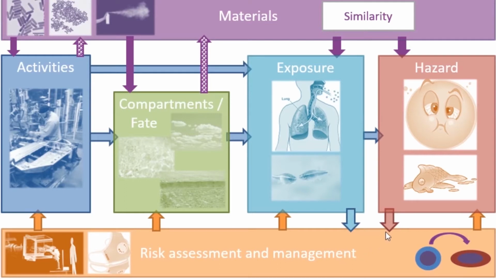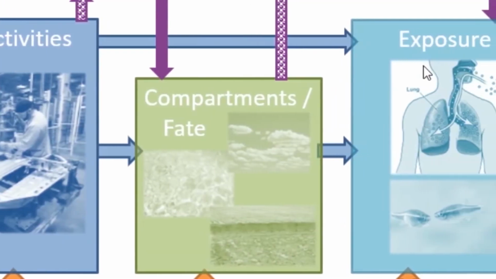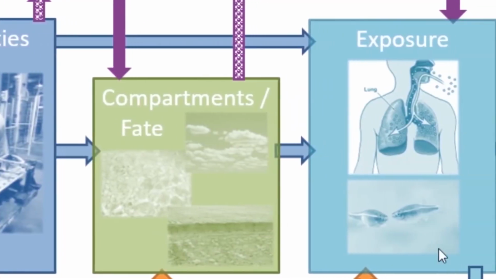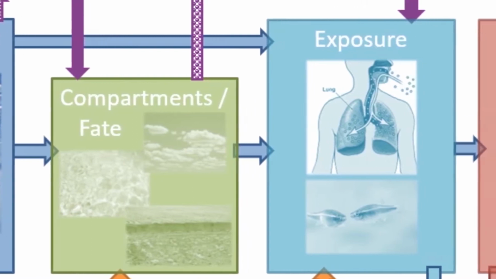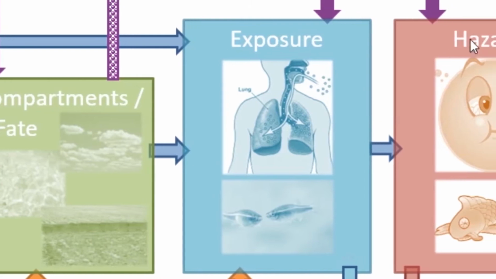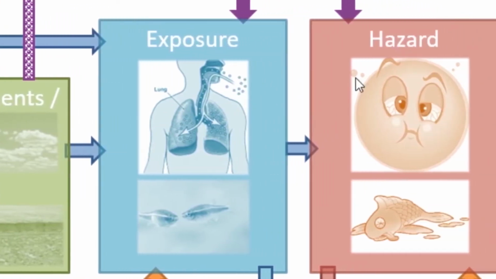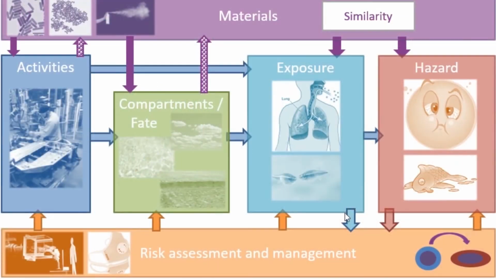Then we have the activities, compartments, exposure and hazard modules that allow the assessment to consider all the transformations of these materials along the life cycle into the risk assessment module, where you get the output of your risks, considering all the endpoints in your case study.